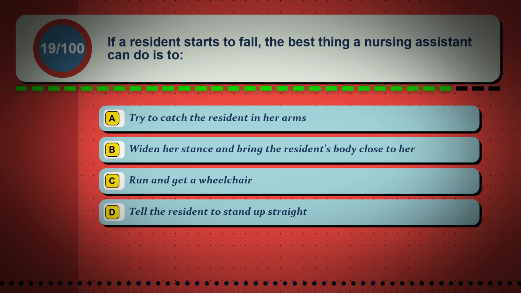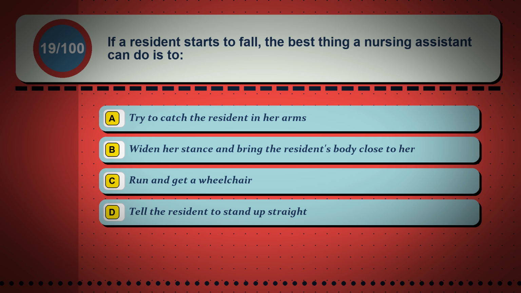Question 19. If a resident starts to fall, the best thing a nursing assistant can do is to: Option A. Try to catch the resident in her arms. Option B. Widen her stance and bring the resident's body close to her. Option C. Run and get a wheelchair. Option D. Tell the resident to stand up straight.